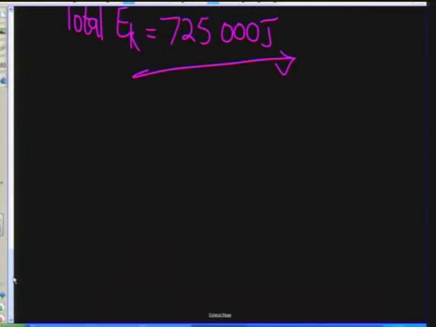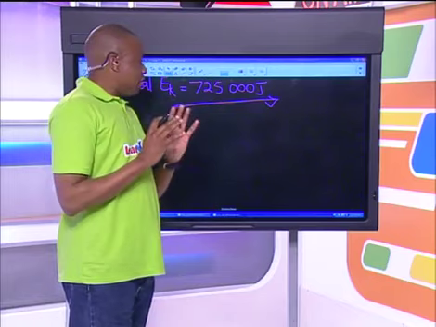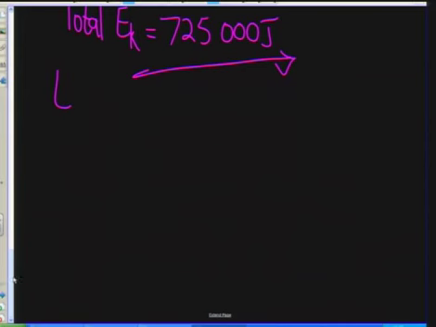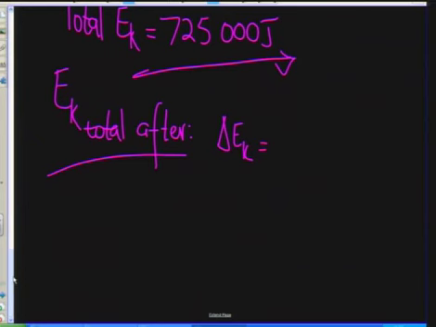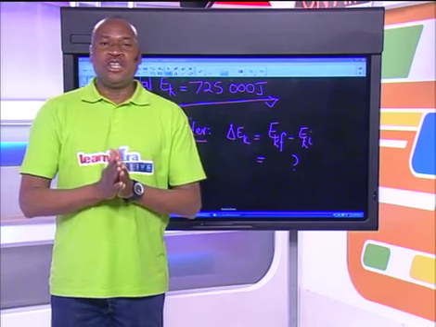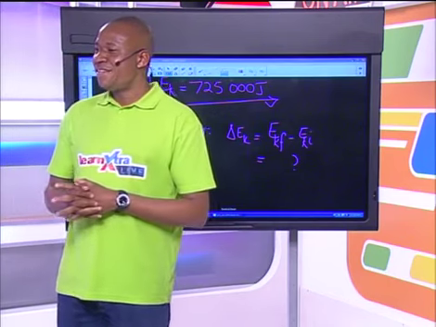Now, after collision, we have very little time to do this, but what you need to do is go and find EK total after, because I found before. So the change in EK will be given by EK final minus EK initial. And when you get that to be less than the EK before, then that tells you the collision is inelastic.